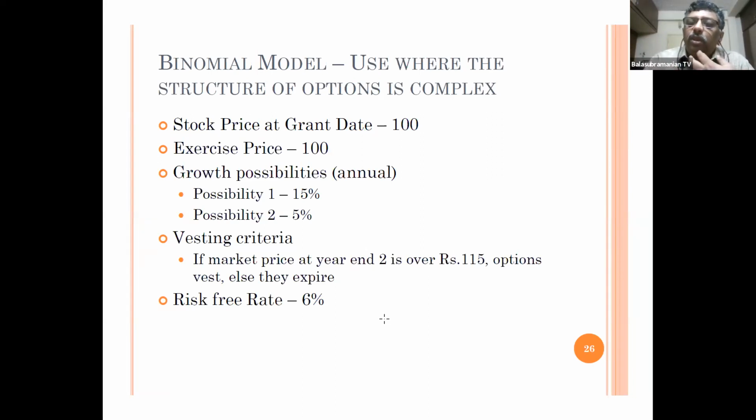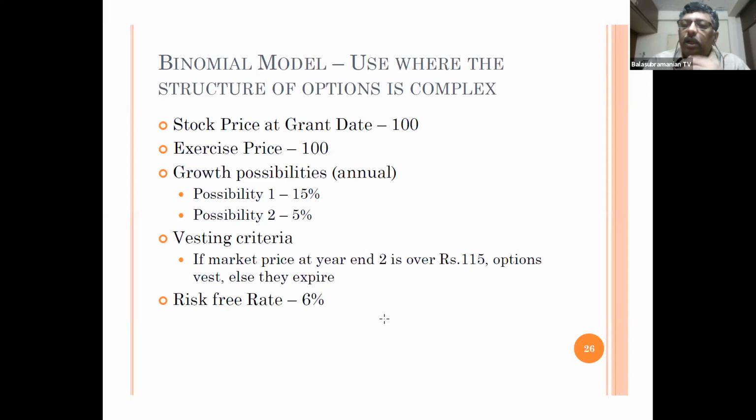At the end of 2 years, the company may redeem it or not. So like this, there could be multiple complexities built into an optionally convertible preference share or optionally convertible debenture. Then the complexities are more. You cannot fit it into a Black-Scholes model because the variances are different and increasing. That is where you necessarily need to look at models like the binomial model.